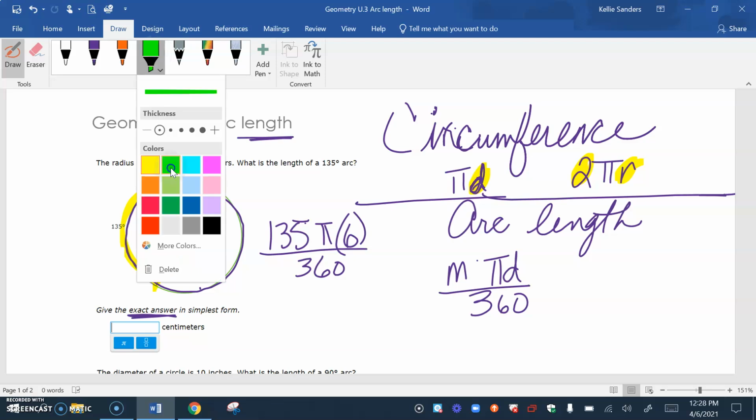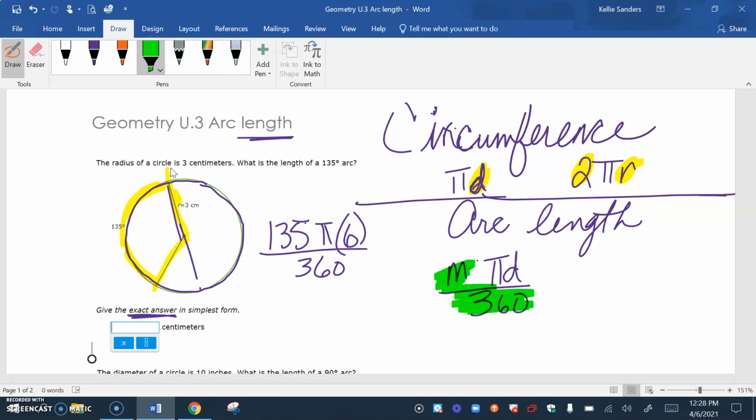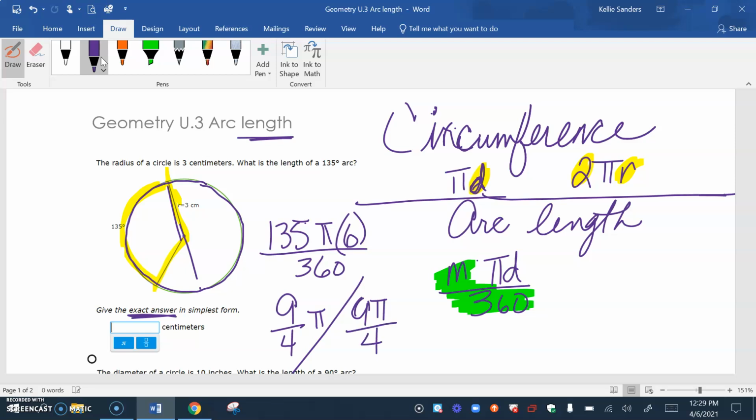Why did we do that? Well, because this right here, 135 over 360, is how much of the circle that you are using. And then you just grab a calculator, and 135 times 6 over 360 is 9 over 4. So this answer is going to be 9 over 4 pi. Or you can put 9 pi over 4. If the pi is out to the side, that's the same thing as pi being on top. Both of these are the same exact answer.